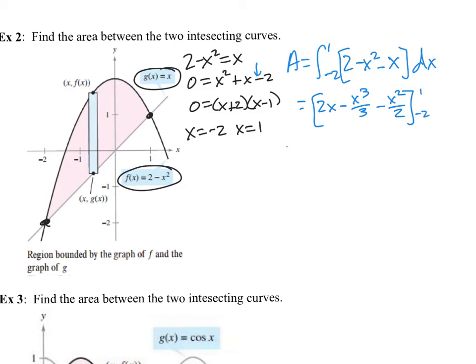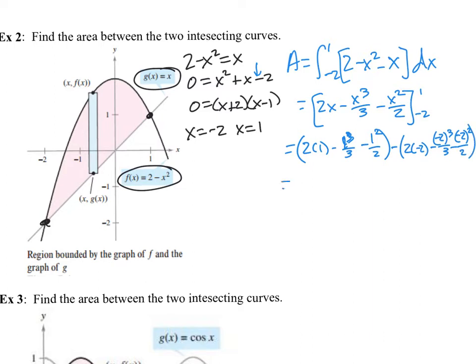So we'll first replace all the x's with 1, so that would be 2 times 1, minus 1 to the third over 3, and then minus 1 squared over 2. Let's put parentheses around that. And then we're going to subtract the antiderivative evaluated at -2. So that would be 2 times -2, and then minus -2 to the third over 3, and then minus -2 squared over 2. Close those parentheses.